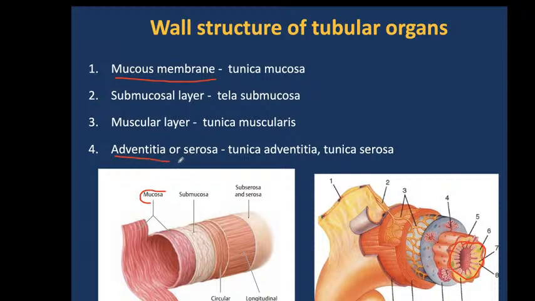This is the external connective tissue layer, or serosa layer. We call it tunica serosa in Latin. Usually it would be the adventitia or serosa layers in the same organ. It means that one organ may have adventitia as well as serosa layer.